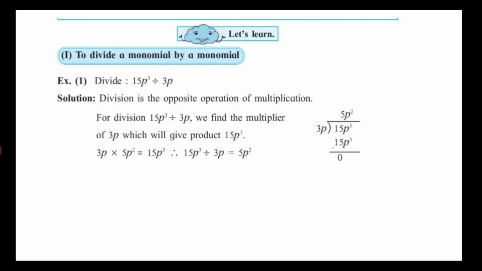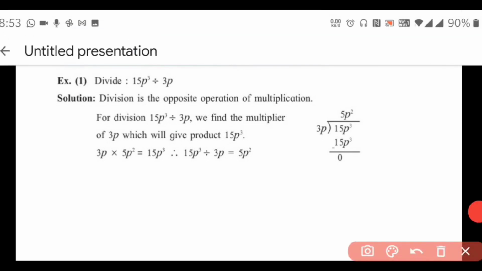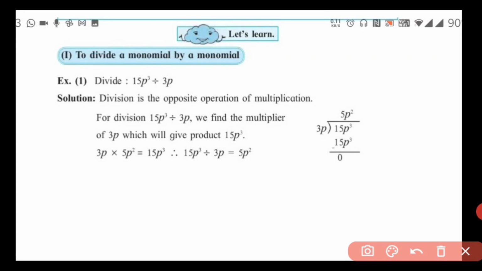That means 15p cube is our dividend, which should be written inside, and 3p is the divisor, which should be written outside. So in this way, first we write 15p cube inside and 3p outside as the divisor. Now division is the opposite operation of multiplication. For 15p cube divided by 3p, we find the multiplier of 3p which will give the product 15p cube.